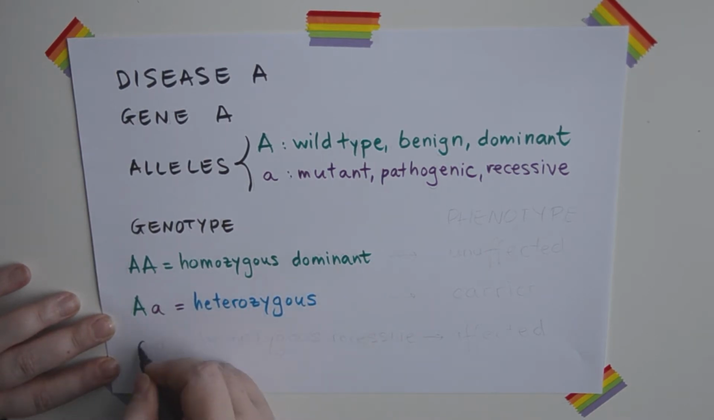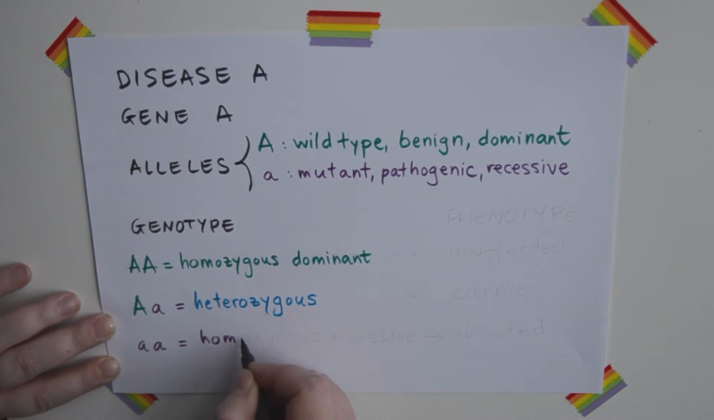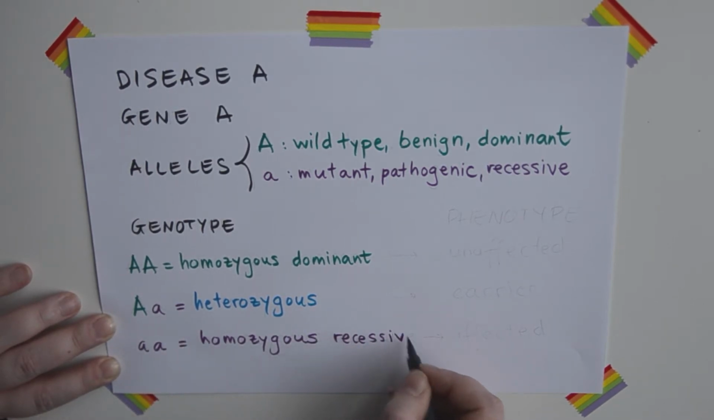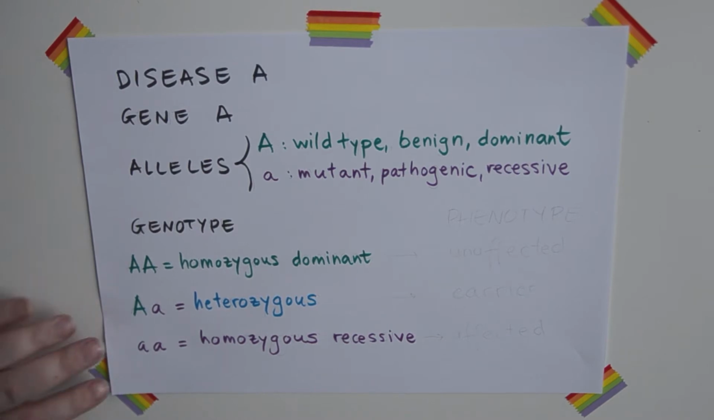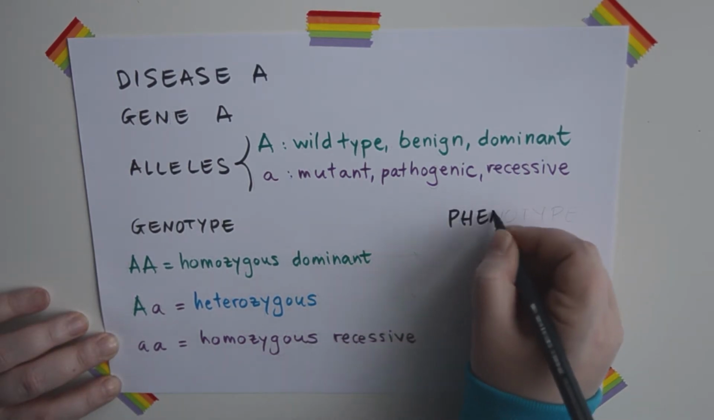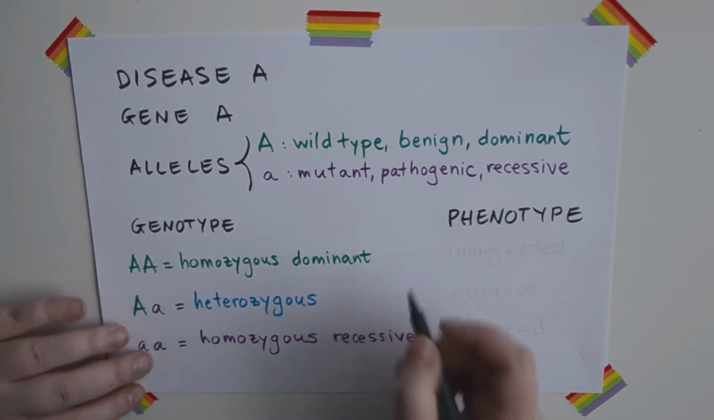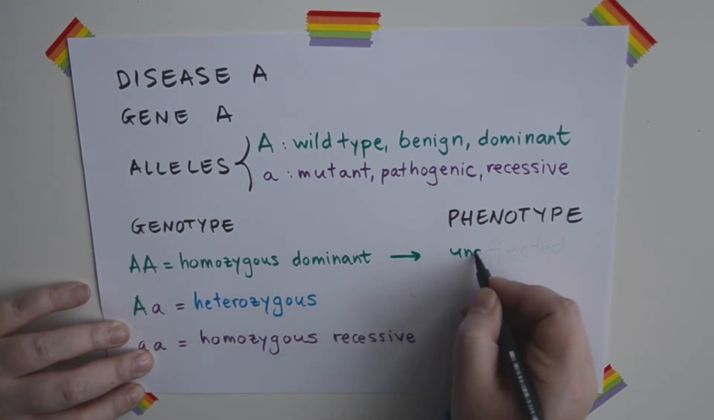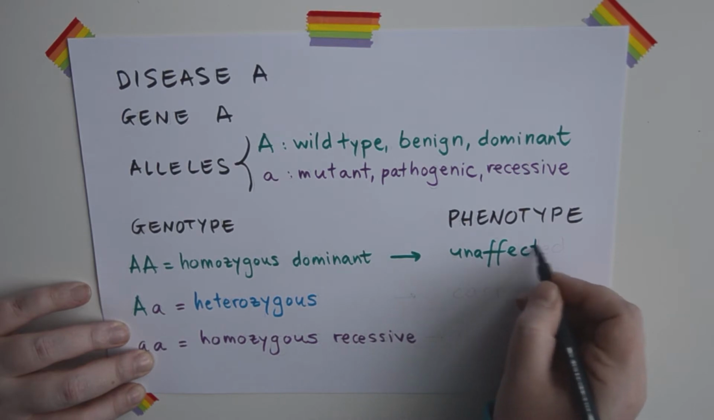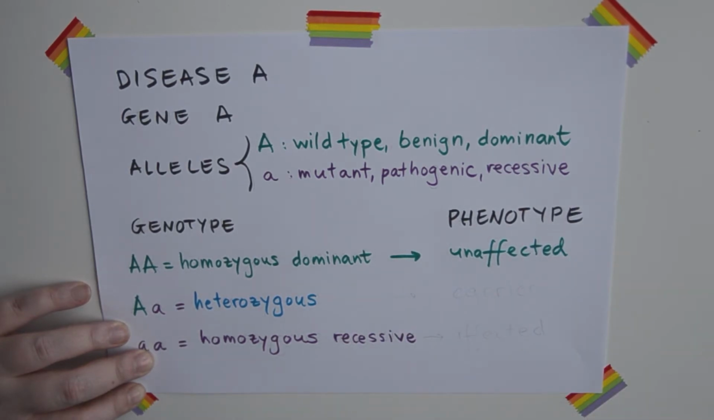Or they can have two small a's. This is called a homozygous recessive genotype. Again, homo means same. The way the genotype actually manifests itself in their body is called the phenotype. If they have two big A's, their phenotype is unaffected because the disease doesn't impact them in any way.